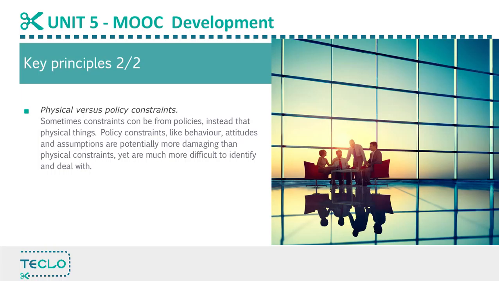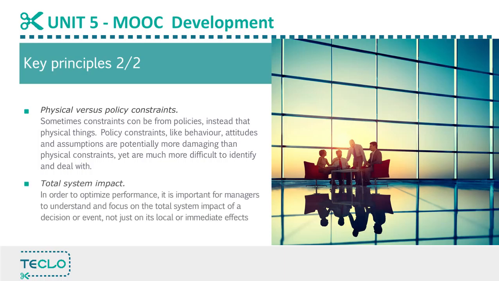Physical versus policy constraints. Sometimes constraints can be from policies instead of physical things. Policy constraints like behaviour, attitudes and assumptions are potentially more damaging than physical constraints, yet are much more difficult to identify and deal with. Total system impact. In order to optimise performance, it is important for managers to understand and focus on the total system impact of a decision or event, not just on its local or immediate effects.